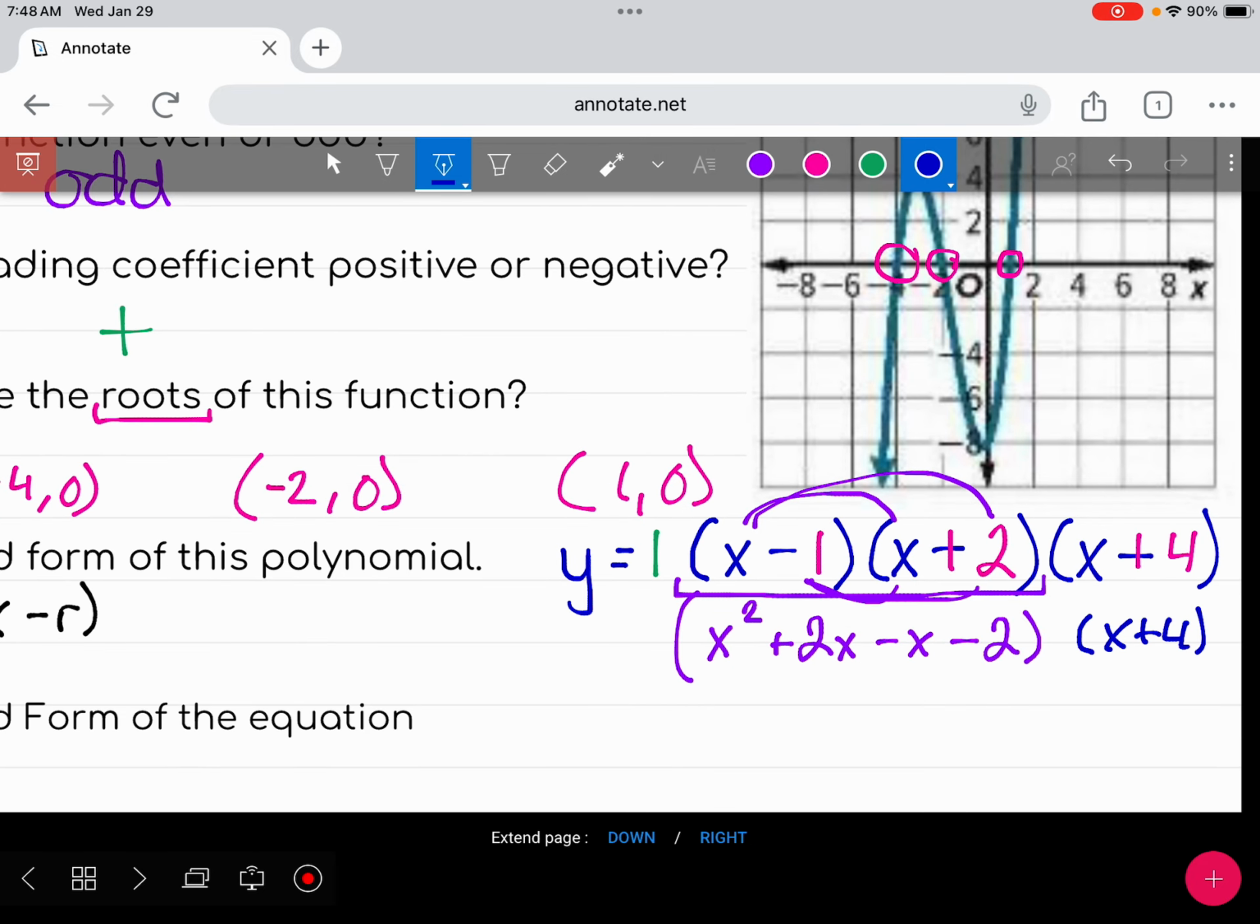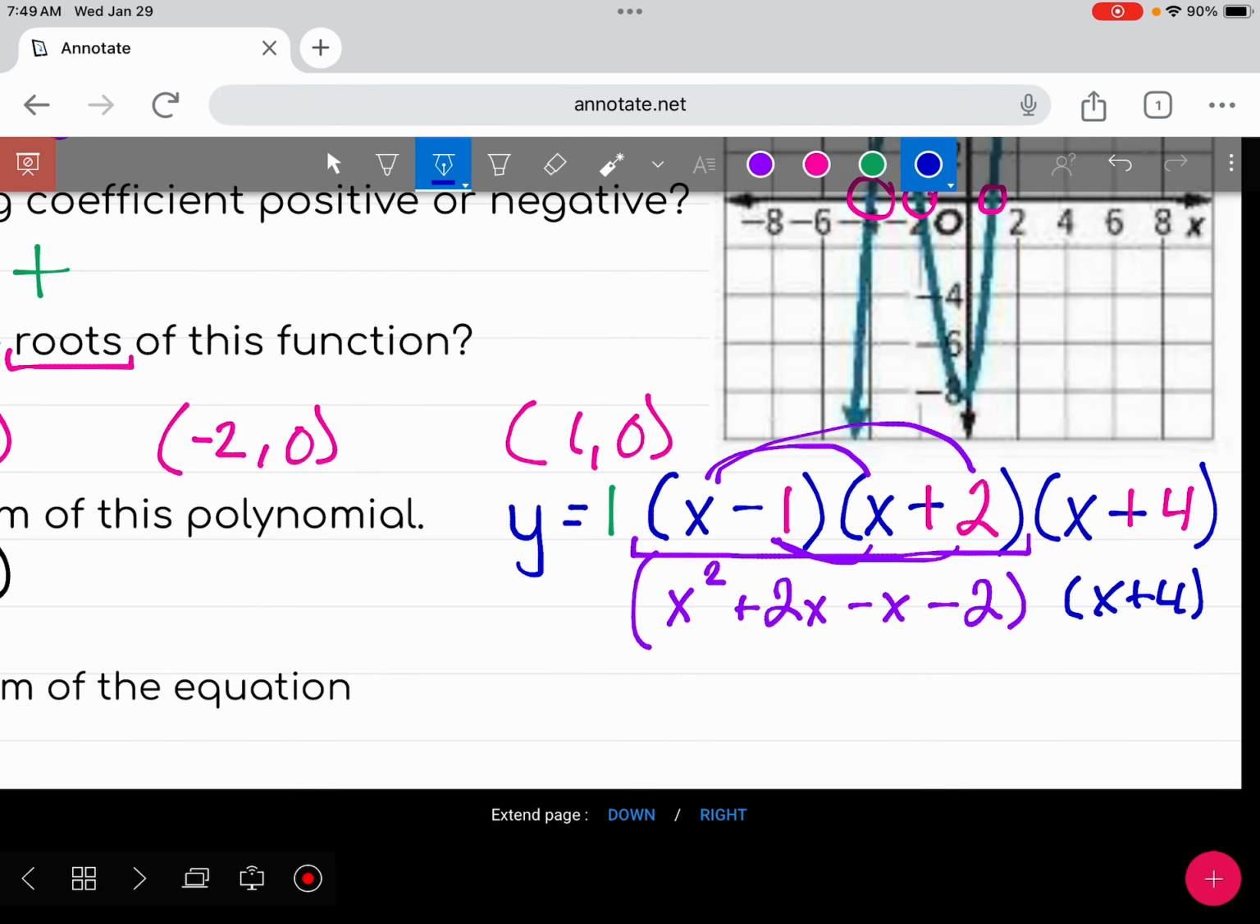As we're going through these, we're going to do enough of these multiplyings we might start to be able to do some of it in our head, and that's okay. For some of us, we'll be able to spot these combined like terms on the way. And if you do, that's totally fine with me. So then we're going to have our combined like terms here. We have our x squared, 2x minus x gives us just plus 1x, minus 2. And we have our x plus 4.